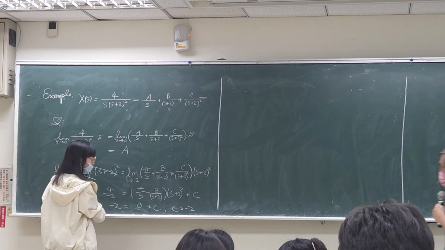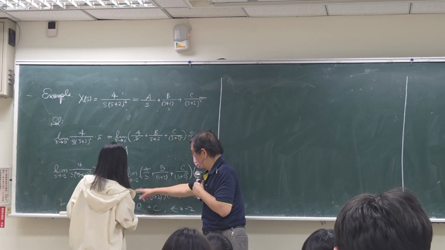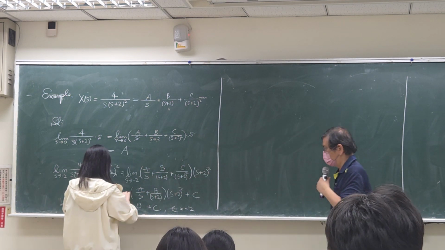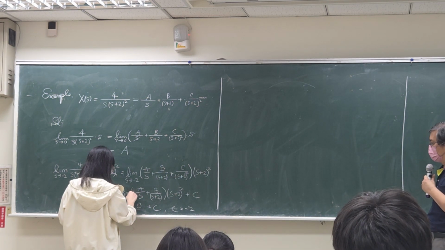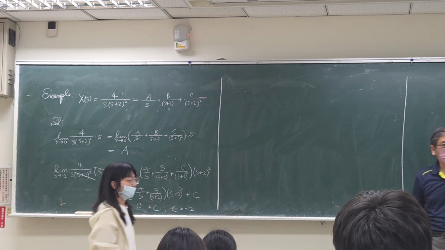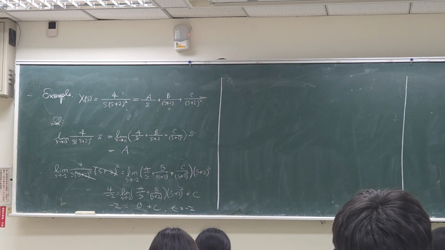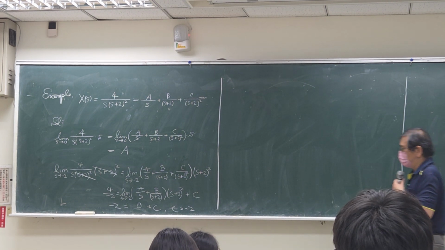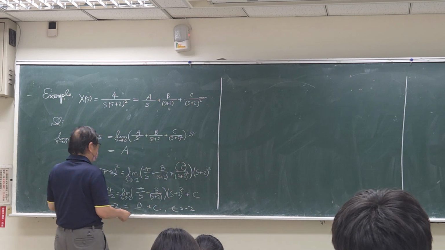Okay, now be careful here. You need to take the limit on the two terms. Okay, good, thank you. So by multiplying (s plus 2) squared on both sides of the equation, we are able to determine the C. Okay, so now C is found.